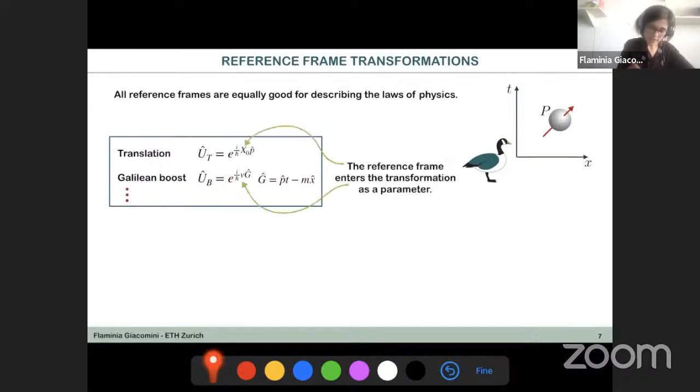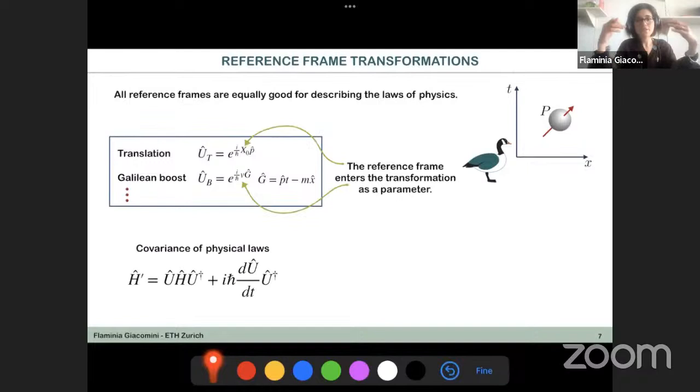What I would like you to focus your attention on here is that x0 and v are the relational parameters. Basically, it's the relation between the initial and the final reference frame, for instance, the relative distance between the two origins or the relative velocity between the two frames. These quantities enter the transformation as a parameter. So they're not dynamical variables. They are not operators. They're just a parameter.